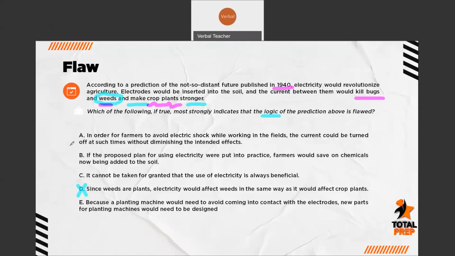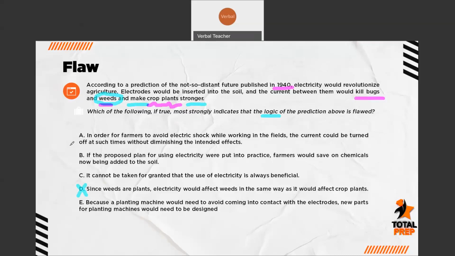C, it cannot be taken for granted that the use of electricity is always beneficial. Okay, and what is the argument here? We just agree with it. Yes, it cannot be taken for granted, and it's not always beneficial. But how does it break the logic? It doesn't. Okay, it raises an eyebrow, but it doesn't break the logic.